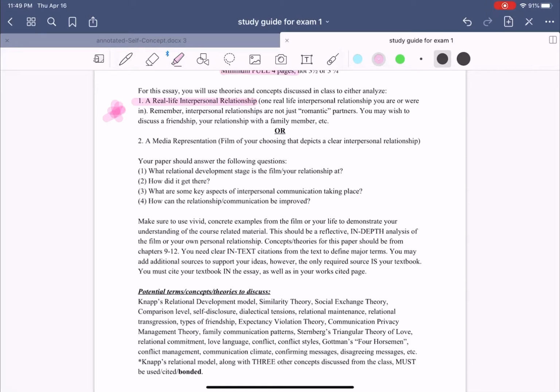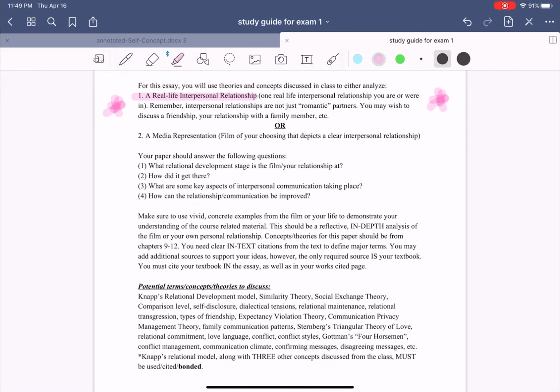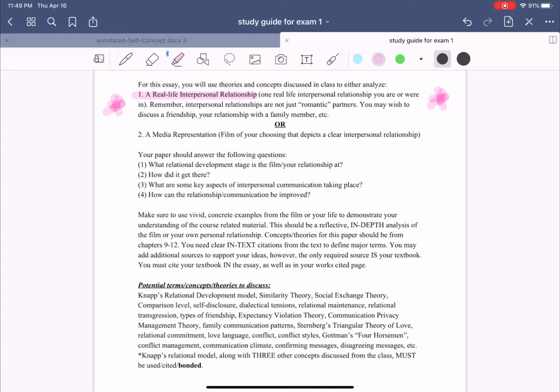You could talk about your relationship with your mom. You could talk about your relationship with your dad. And if that's something you feel comfortable doing, this is probably the one that you want to do. Or if you don't feel comfortable self-disclosing personal information about a relationship that you have, you can instead analyze a movie. So the second part is a media representation, and it specifically needs to be a movie. It needs to be a film.